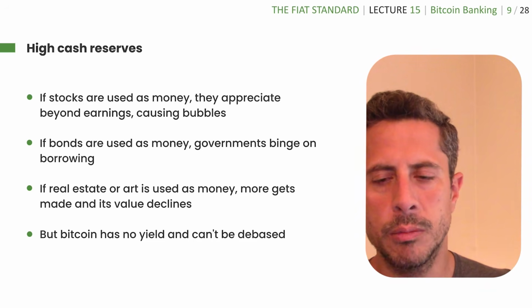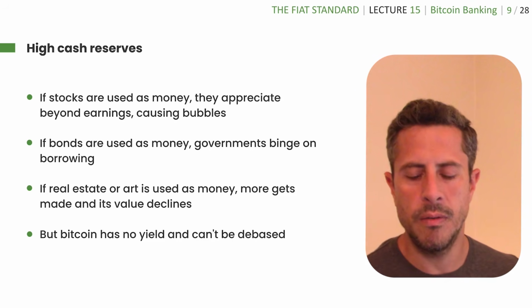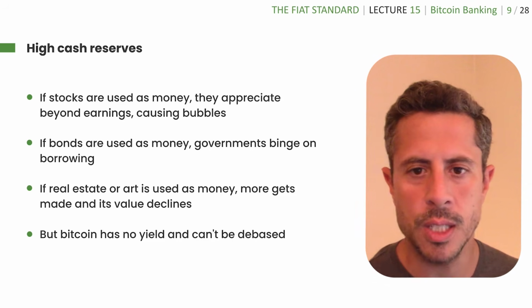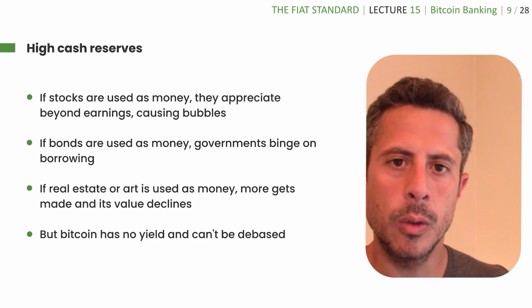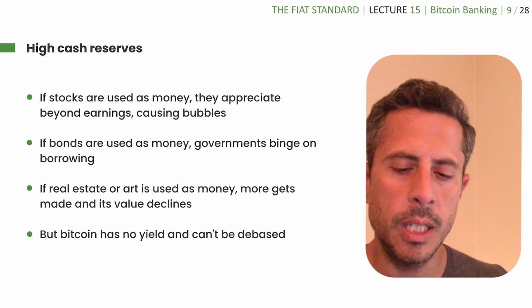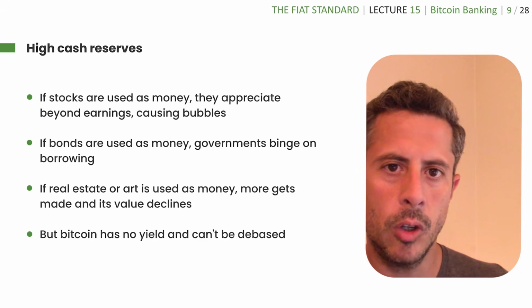But Bitcoin is different because it has no yield. So the valuation, everybody's yield is already zero. So when more people buy Bitcoin, the yield doesn't go down. There is no yield. That's really the whole point. There is no yield on it.